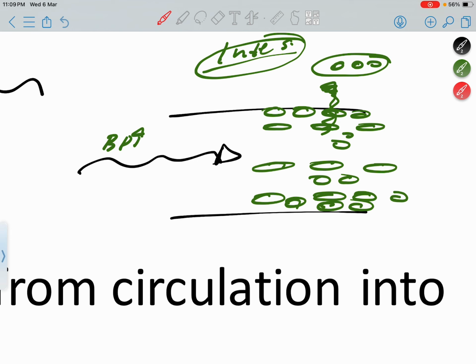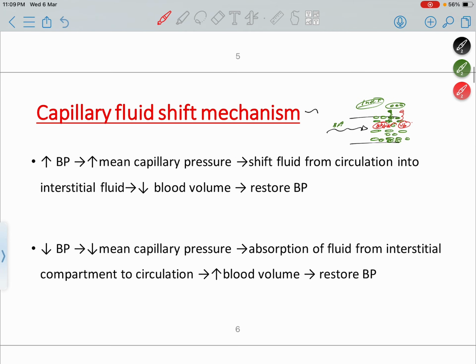So what will happen? The interstitial space fluid will increase and the BP here is decreased. How is the volume decreased? When the fluid goes here, the volume is decreased, and in turn the BP is decreased. Okay, so we can read this.